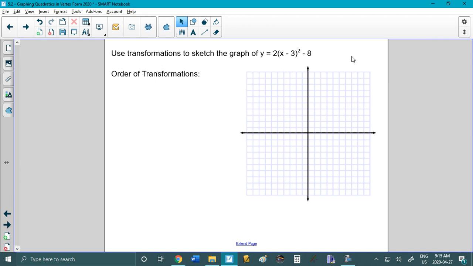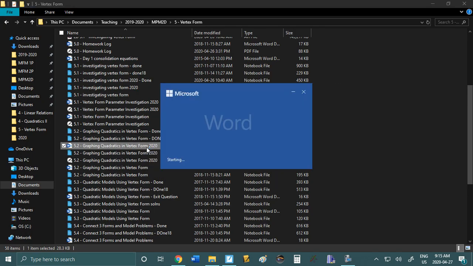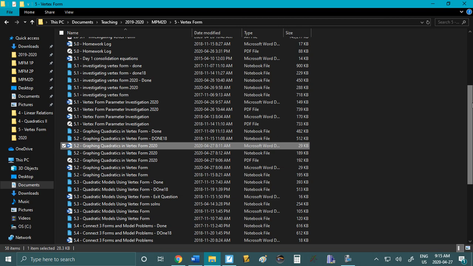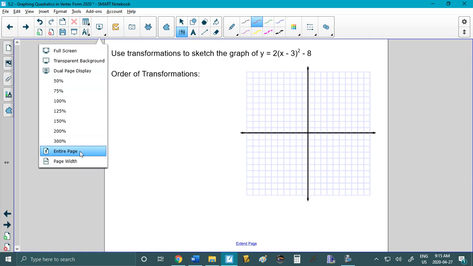Okay. So you're going to notice that this is not in your note. It's just an example that I want to do. So the order that your textbook does transformations might be different than the order that I do it. What I do is I do it in the order that makes sense for graphing.